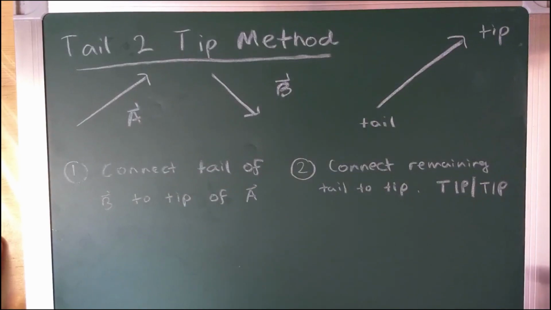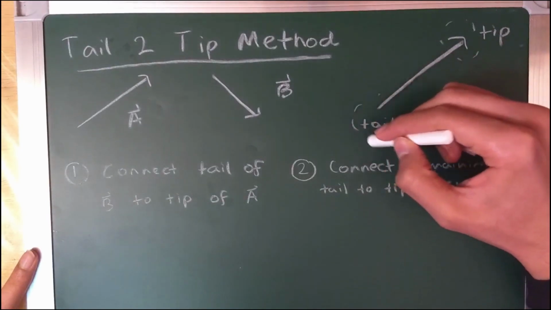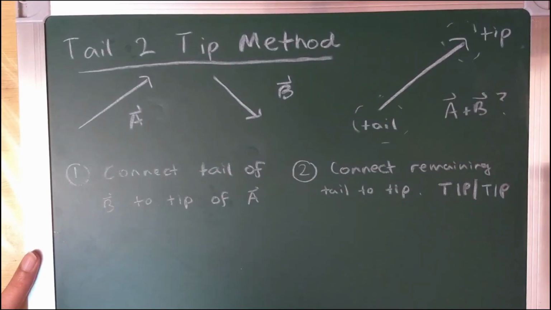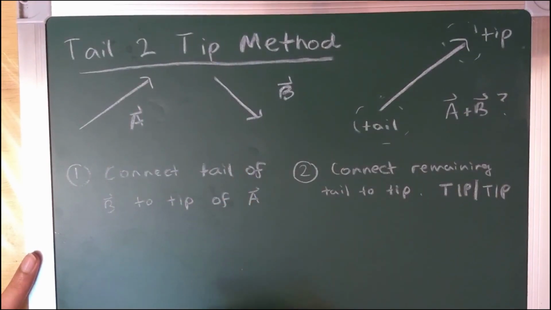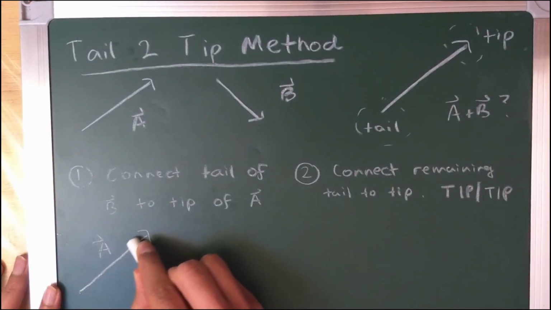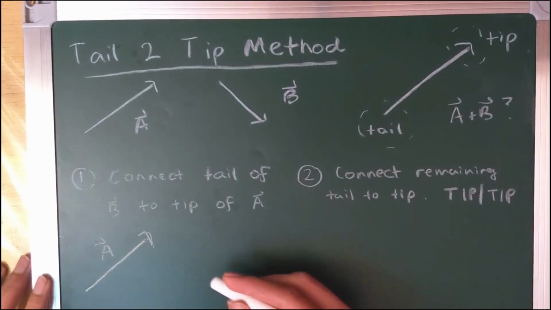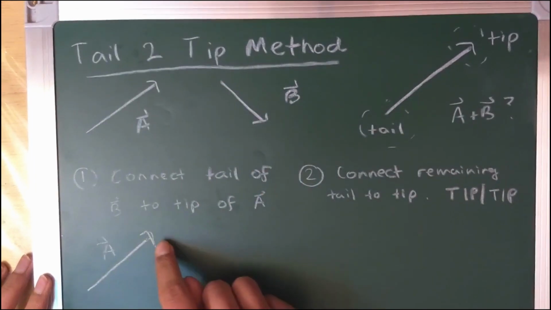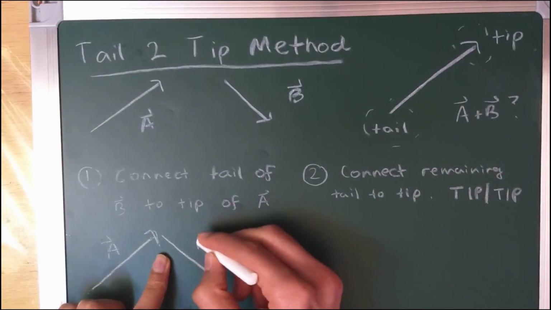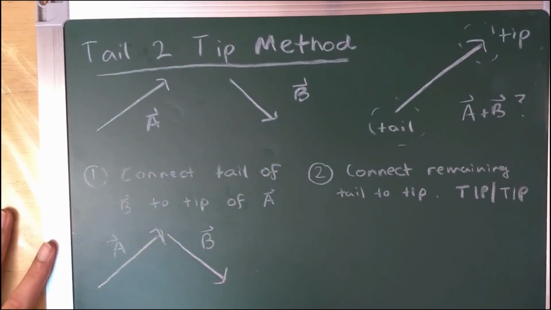So now let's see if we can follow these steps to find the sum, A plus B. Here I'll circle this, that's the tip, and that's the tail. It says connect the tail of B to the tip of A. So let's redraw A, here's its tail, here's its tip. We want to connect the tail of B to the tip of A. I'm keeping B in the exact same shape and direction, and now I have connected its tail to the tip of A. Okay, so that's the first step.